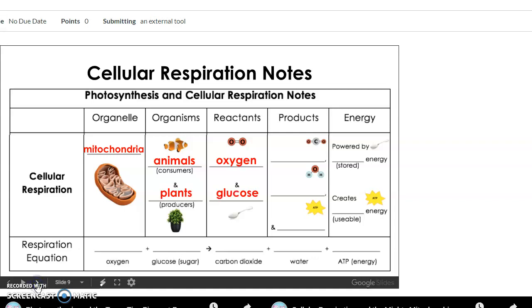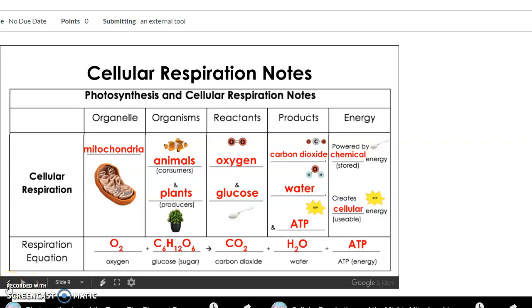It takes oxygen and glucose. It makes carbon dioxide, water, and ATP, which is energy. It's powered by chemical energy, which is stored, and creates cellular energy, which is usable for yourself. So that's ATP. So the equation goes oxygen, O2, plus glucose, which is C6H12O6, will give you carbon dioxide, CO2, and water, H2O, and ATP.